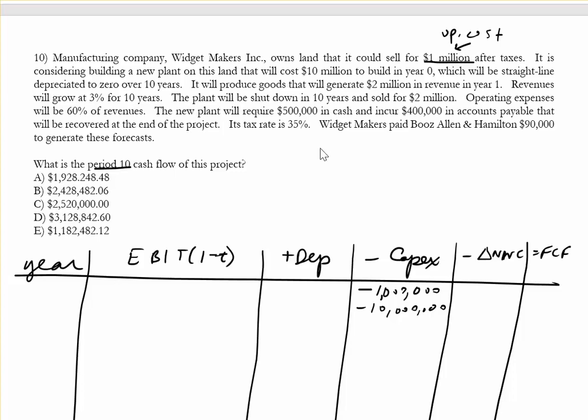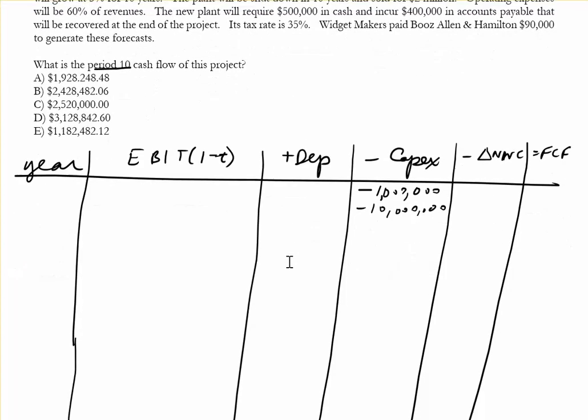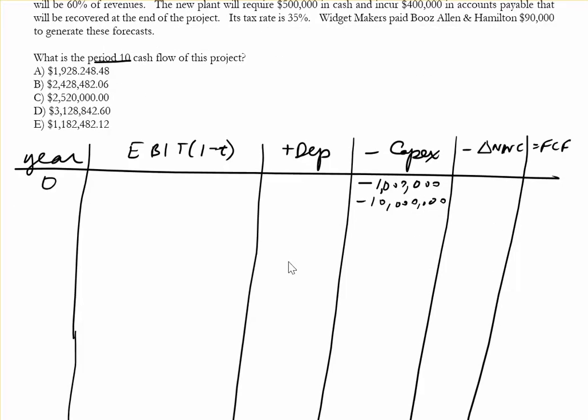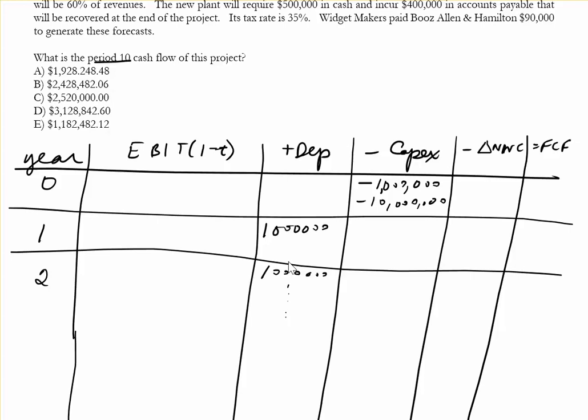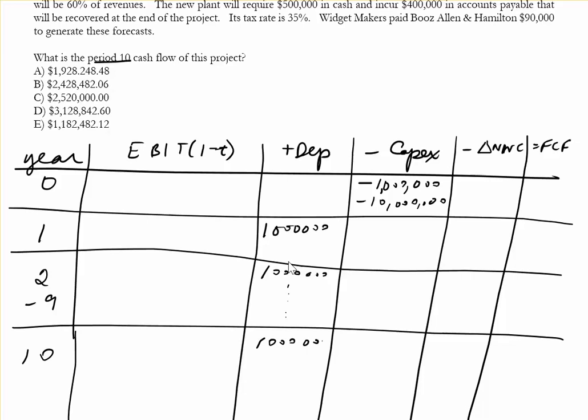And then it will be straight line depreciated to 0 over 10 years. So that means that after year 0, in year 1, I'm just going to do $10 million in my head. We have a depreciation of $1 million. Year 2, $1 million, and all the way down to year 9. But the year that we're really interested in is year 10. So $1 million in each one of those years.